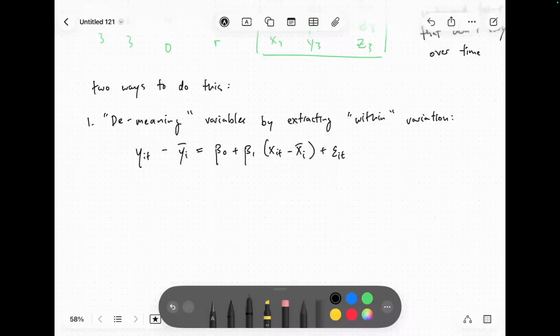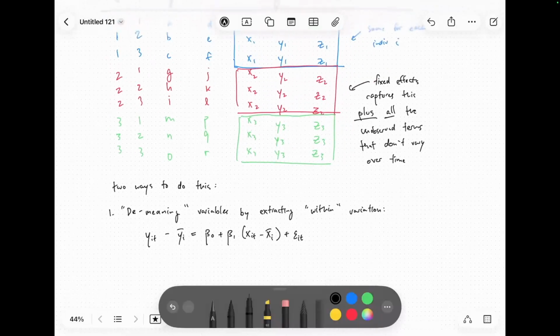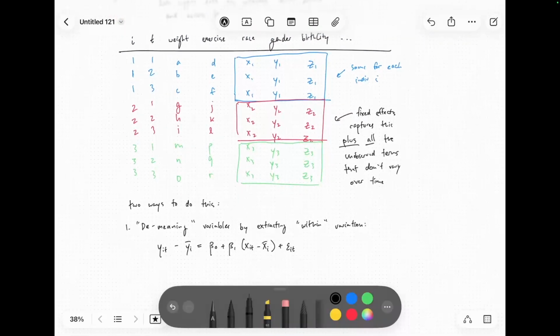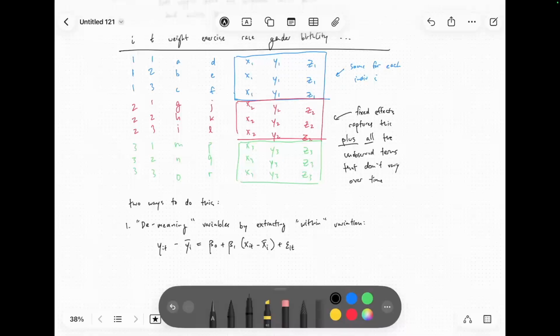Okay, so basically the idea is there's a person with some amount of weight, right? And there's variation in that weight. We take the average of that and then we just subtract that away so that only the variation that we observe across time is left, right? And so essentially, let's zoom in here.